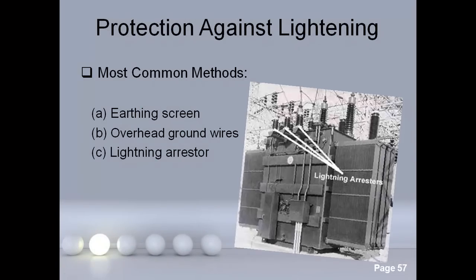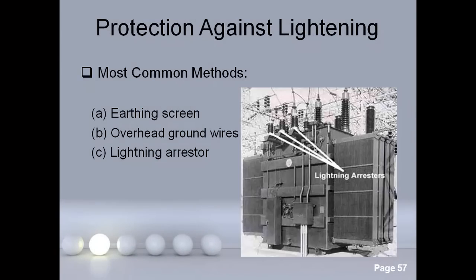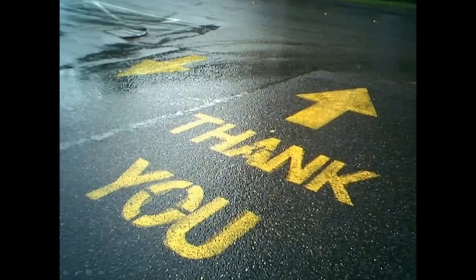Now the protection against lightning. The most common methods for protection of transformer against lightning are earthing screen, overhead ground wires, and lightning arresters. So this is all we have today.